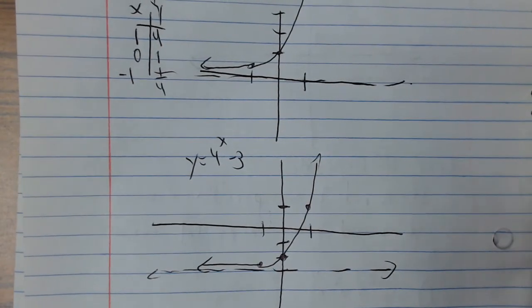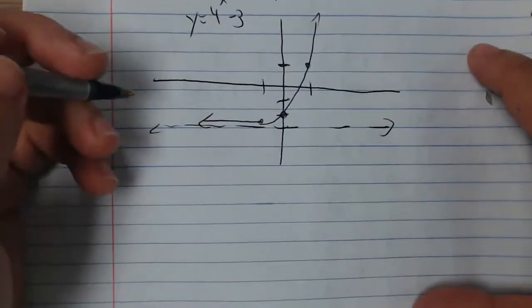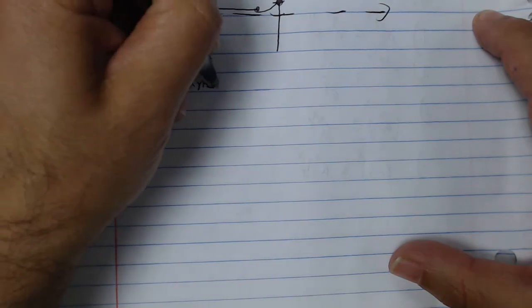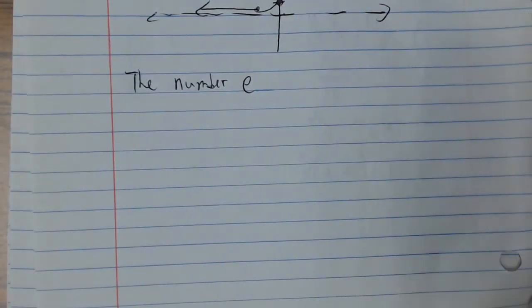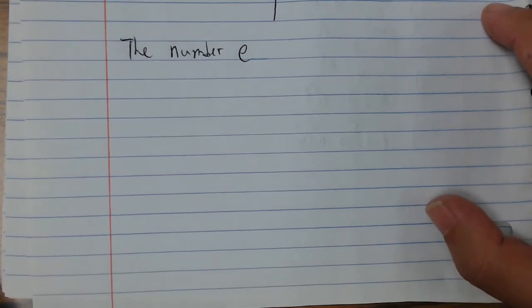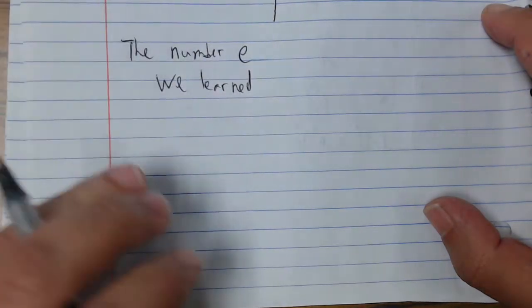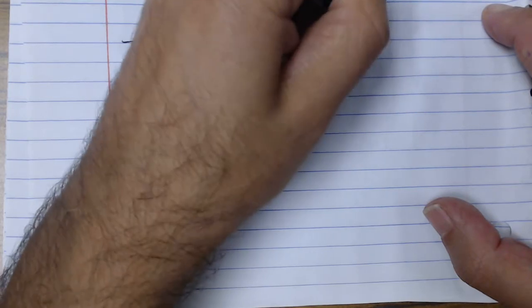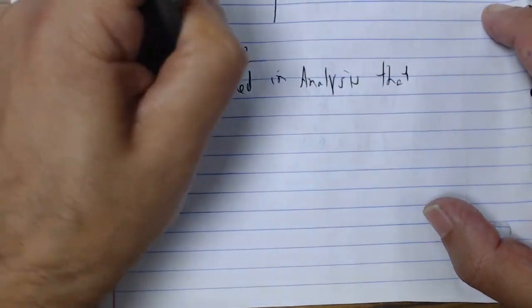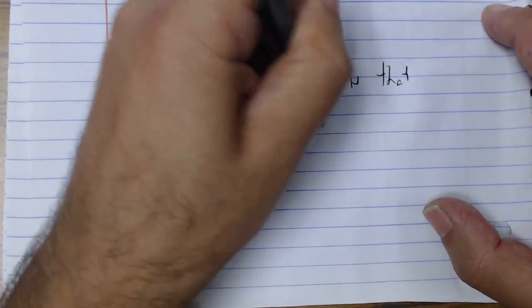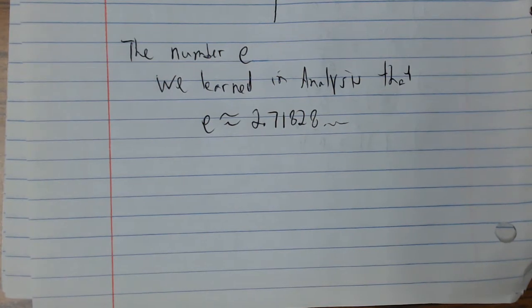All right, let's move on to the number e. Okay, now here's a number that's actually a very, very interesting number. You may have talked about how the number was discovered, but I know for a fact that in analysis, we learned that e is about 2.71828, and it's just like pi, it's an irrational number, and so it goes on forever without repetition.